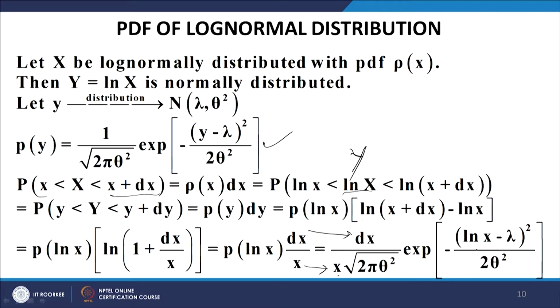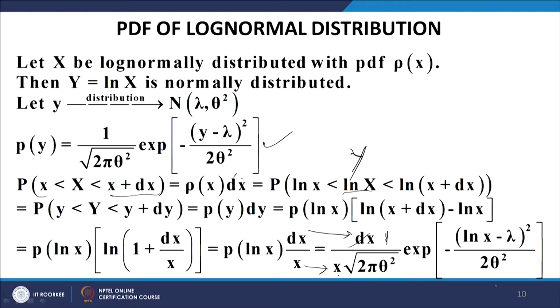And this dx now cancels with what? This dx now cancels with rho dx, this dx and this dx cancel, and we get rho x is equal to this expression without the dx. So, that is this expression. Instead of dx you have 1 upon x under root 2 pi theta square exponential minus log x minus lambda whole square upon 2 theta square.